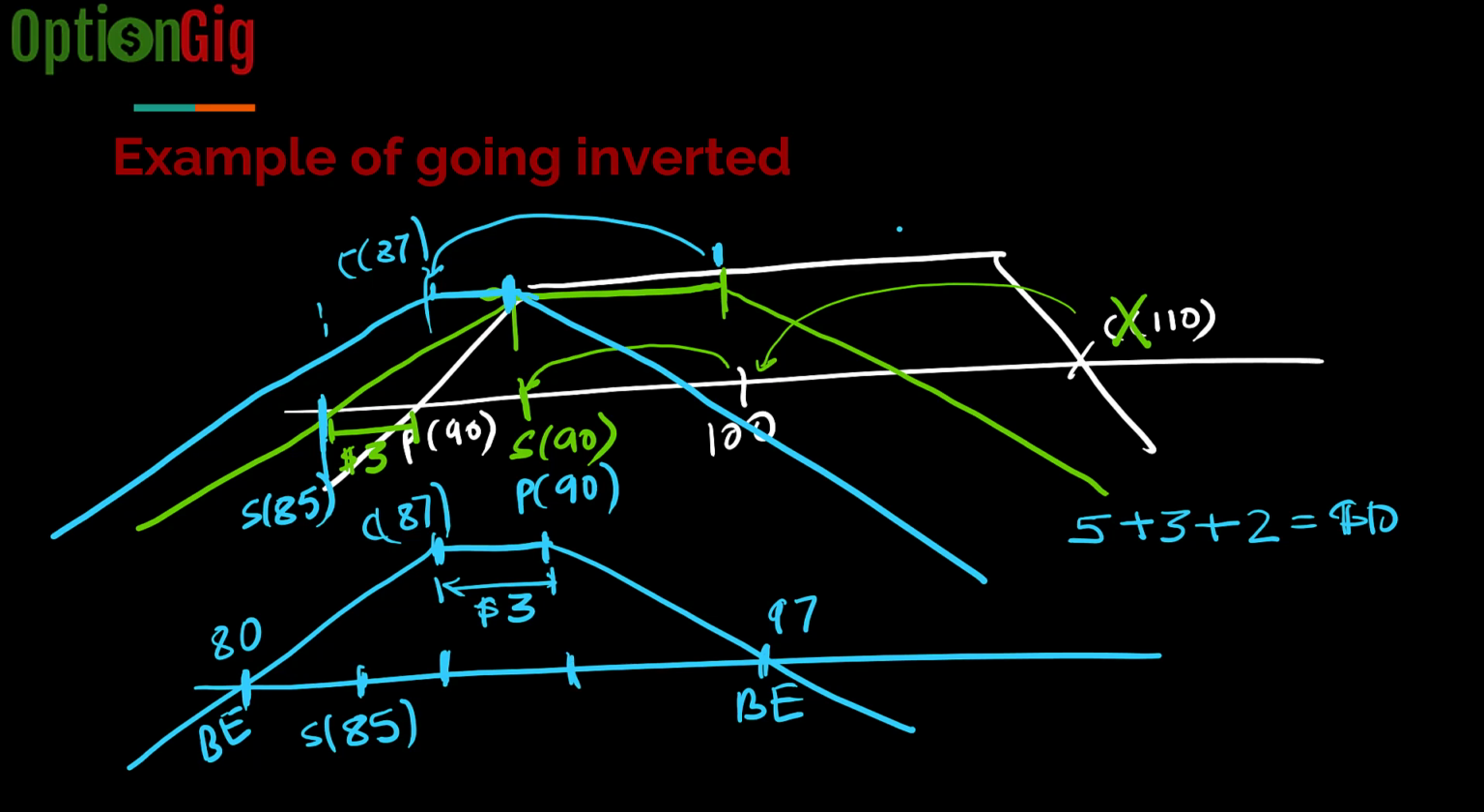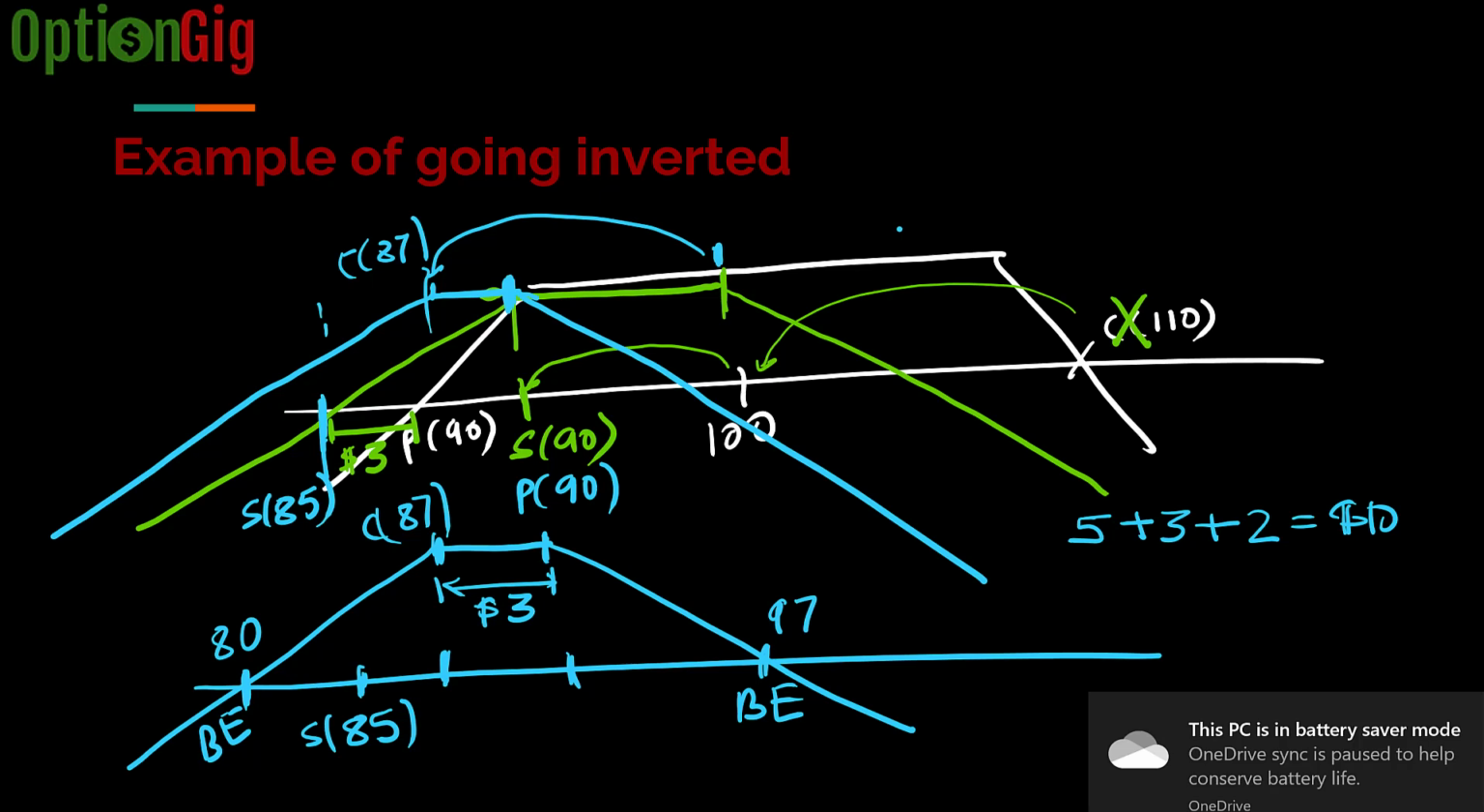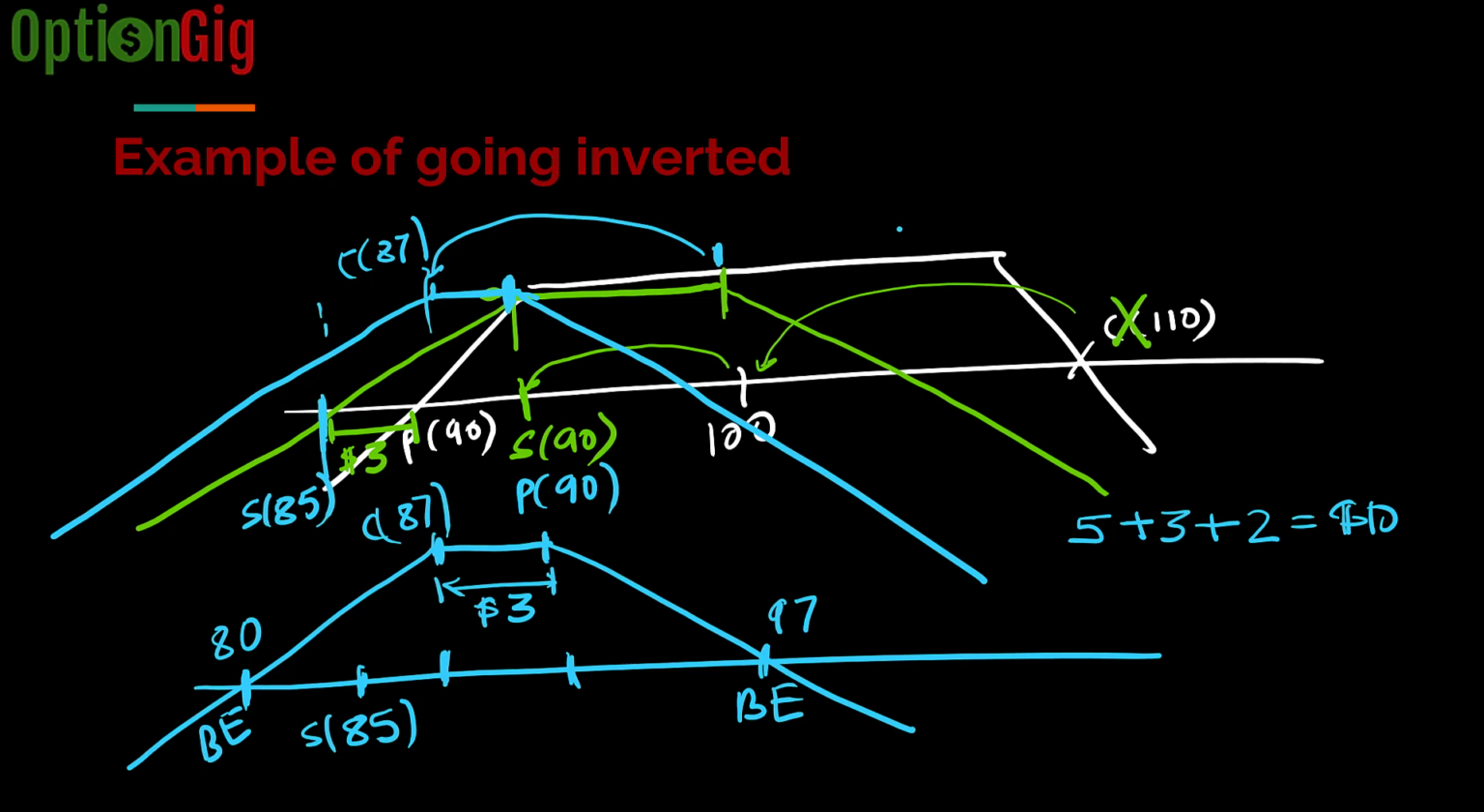So if stock comes back between 87 and 90, let's say stock is here, you can close this trade for $3. But remember, you have taken $10 as a premium. If you close it at $3, you will be able to exit the trade with $7 profit. So that's all there is to going inverted and collecting a little more additional premium.